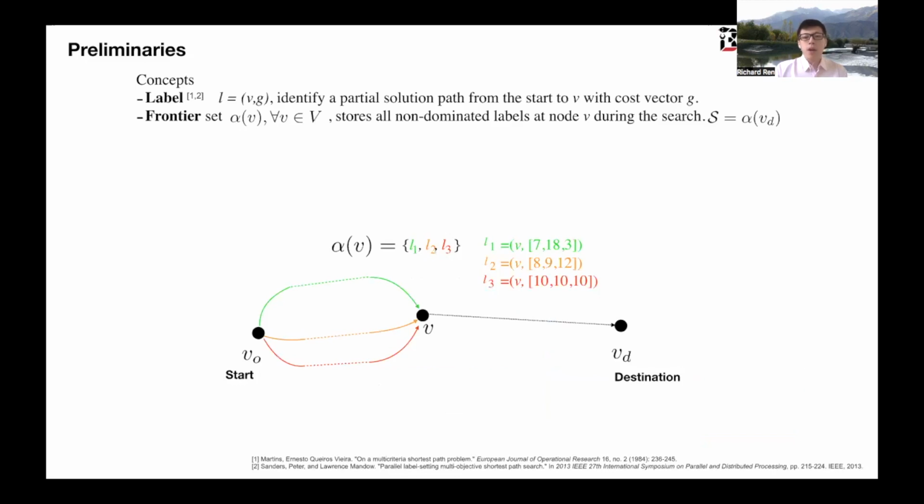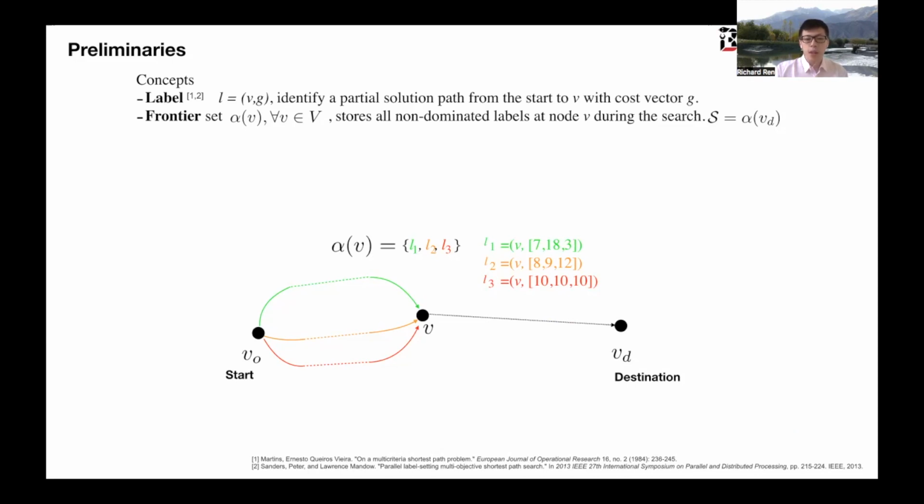Okay, let me set up a couple of technical terms at first. First, we use the term label, which is a tuple of a vertex V and cost vector G, to identify a partial solution path from the start to node V with cost vector G. And since there are multiple non-dominated paths from the start to any other node in the graph, we use frontier set alpha V, defined at each node V, to store all non-dominated labels at that node during the search. And as a special case, the frontier set at the destination is basically the solution set.